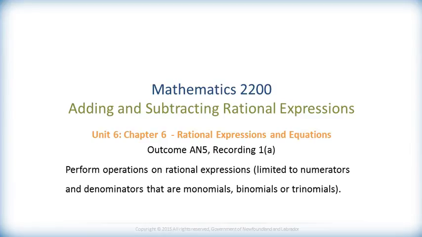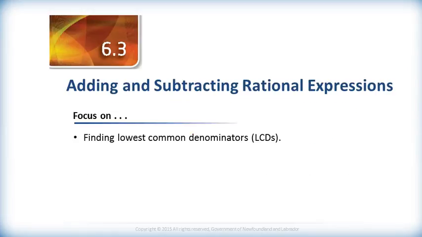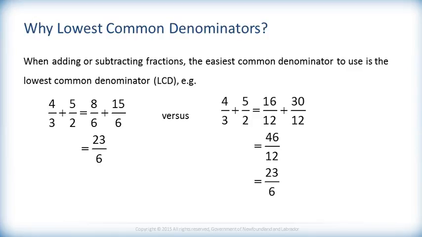This is recording 1A in our series on adding and subtracting rational expressions for Unit 6, Chapter 6 of Mathematics 2200. We'll be focusing on how we can find lowest common denominators for two or more rational expressions. Why lowest common denominators? Let's see.